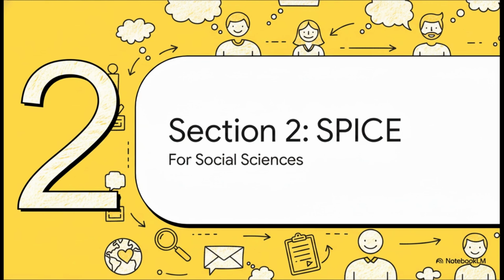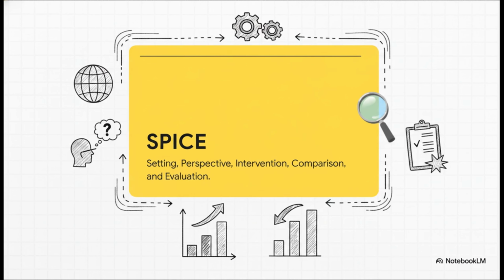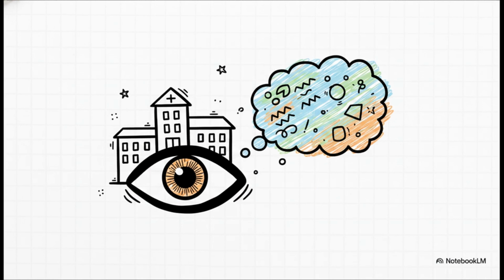Section 2, SPICE, for the social sciences. Now, what if you aren't doing a clinical study? Well, you're going to need a different dashboard. Enter SPICE, setting, perspective, intervention, comparison, and evaluation. Notice how SPICE uses setting rather than a clinical population. That's because in the social sciences, like studying a university, a private business, or a library, the environment is just as critical as the people.